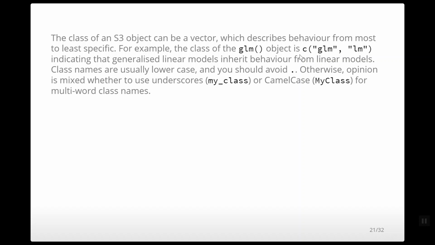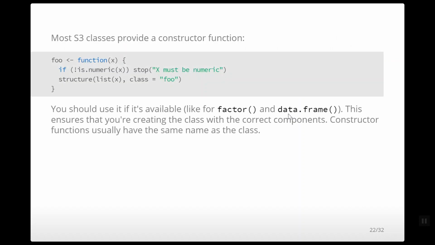It will tell R, if you find something for this, use this, and if not, then try to search for this and use that, and if not, just go with the defaults. So you can give it a vector for the classes there.